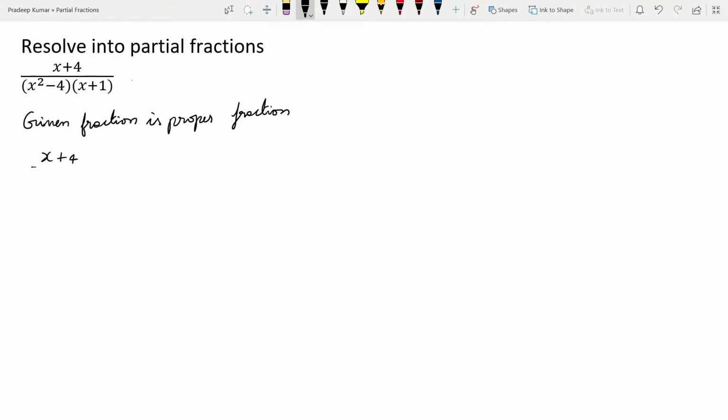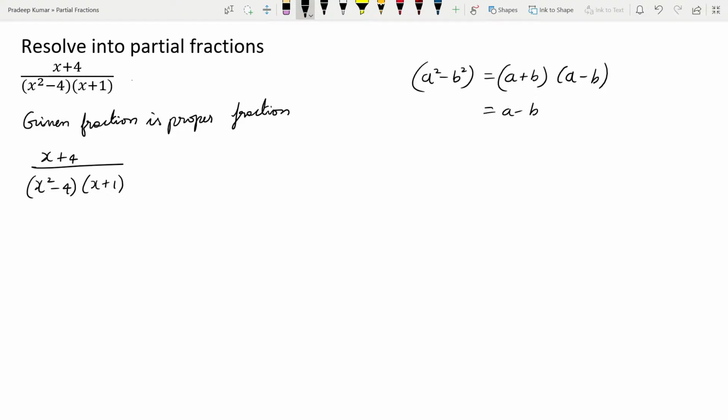This is (x + 4) / (x² − 4). I'm just writing the question as it is and then we'll see what we can do. This is exactly in the form of the a² − b² formula. So I'll write here, a² − b² is what? (a + b)(a − b). We can either write it as (a − b)(a + b), it is the same.